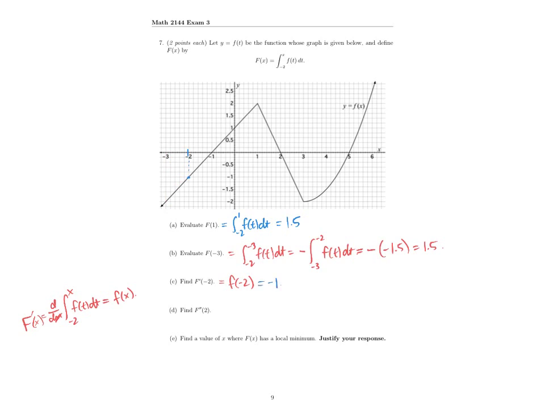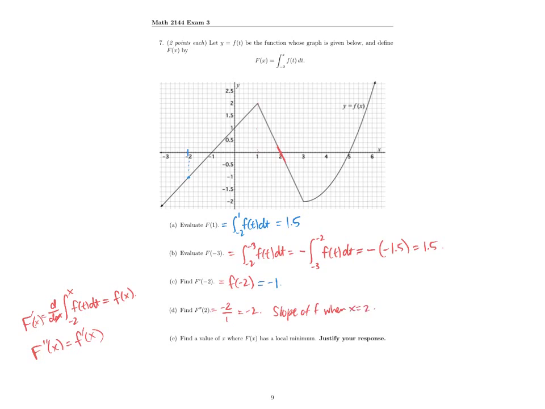Okay, and F double prime of 2. So if capital F prime is f, then capital F double prime of x is equal to little f prime of x. And if I'm looking for the derivative of f at 2, that's the slope here at 2. And that slope is what? Well, the rise is down 2 over 1. So it's -2 over 1, which is -2. So that's the slope of f when x equals 2.